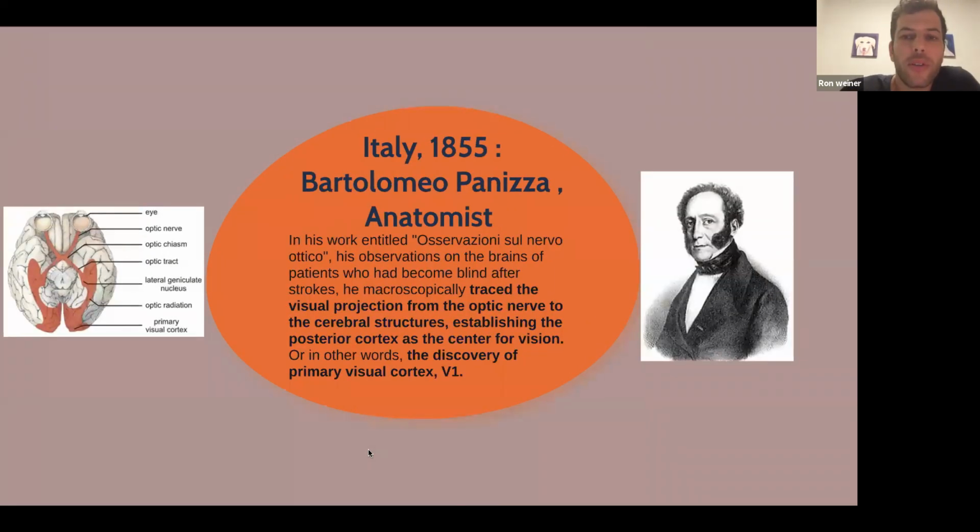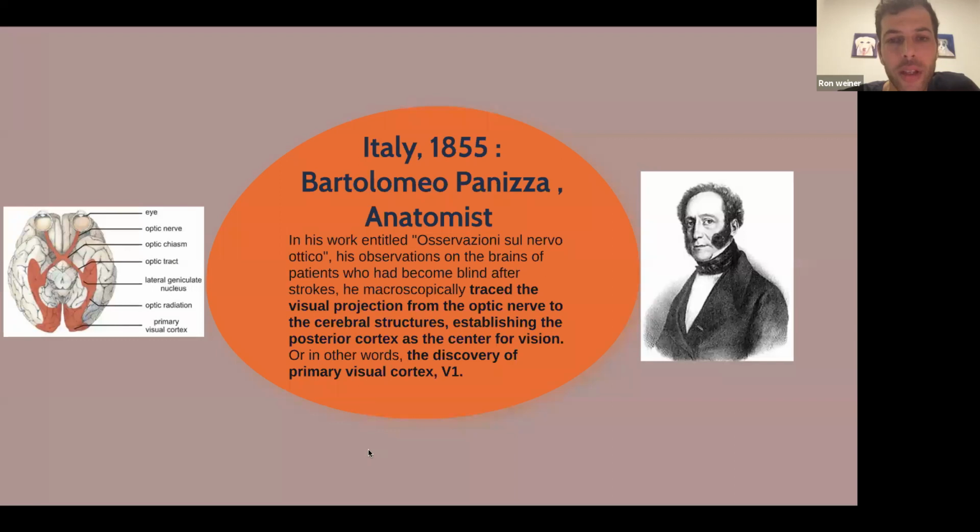Okay, we're going to Italy. In the year 1855 in Italy, Bartolomeo Panizza, an anatomist, discovered the first map that really served us, and keeps on serving us, about the visual connection, the visual cortex that we have in our brain.